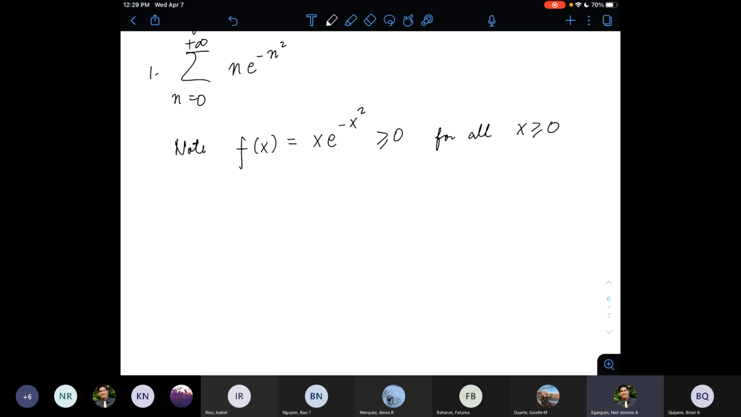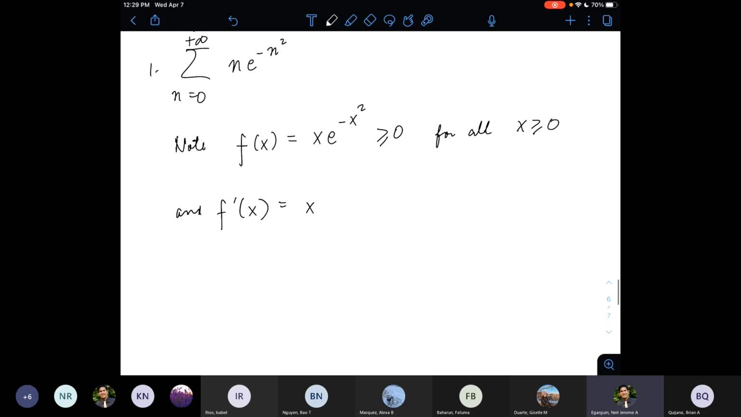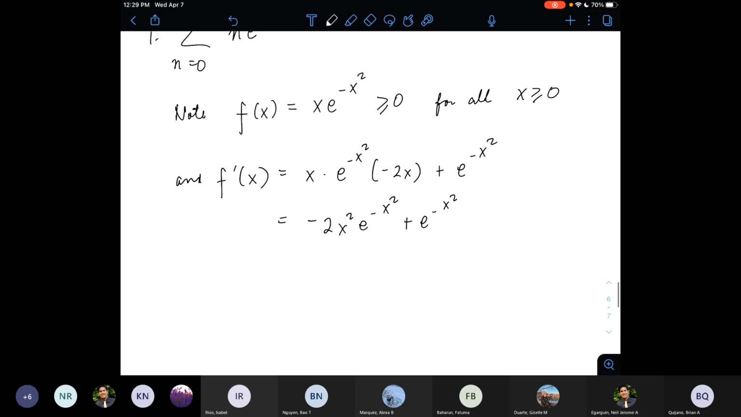Well, one way to check if it's decreasing or not is to look at the derivative. So if you look at f prime of x, I need to apply the product rule. So this would be x times the derivative of the second factor, e to the minus x squared times negative 2x, plus copy the second, derivative of the first, right? So if you simplify, this is minus 2x squared e to the minus x squared plus e to the minus x squared. And this is 1 minus 2x squared, times e to the minus x squared.